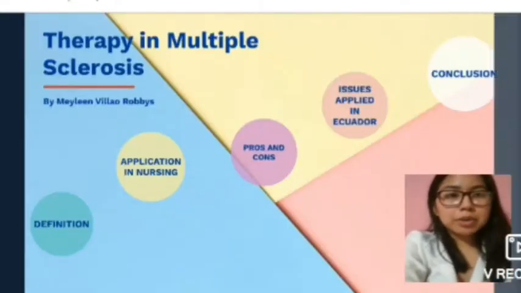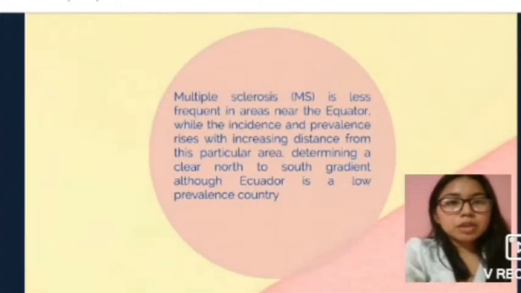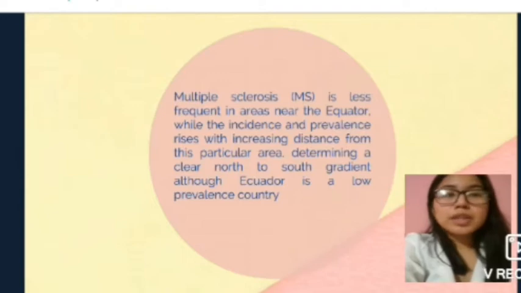Issues apply in Ecuador. Multiple sclerosis is less frequent in areas near the equator, while the incidence and prevalence rise with increasing distance from this particular area, determining a clear north to south gradient, although Ecuador is a low prevalence country with this disease.